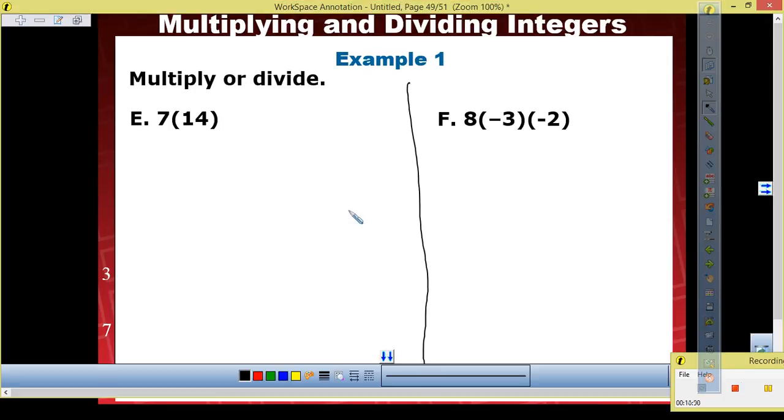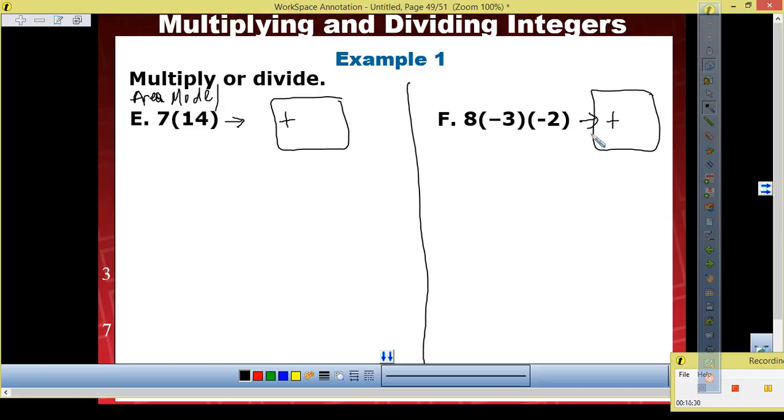Now for 1E, we're only going to do this one using the area model, because I'm going to continue doing some of these, and I'm going to have you practice rewriting it. So check this out. Let's do E together. 7 times 14. Are they the same sign? Yeah, so the answer is going to be a positive. And over here, the answer is going to be negative times a negative, positive times a positive, positive. Okay, so let's focus on this one.